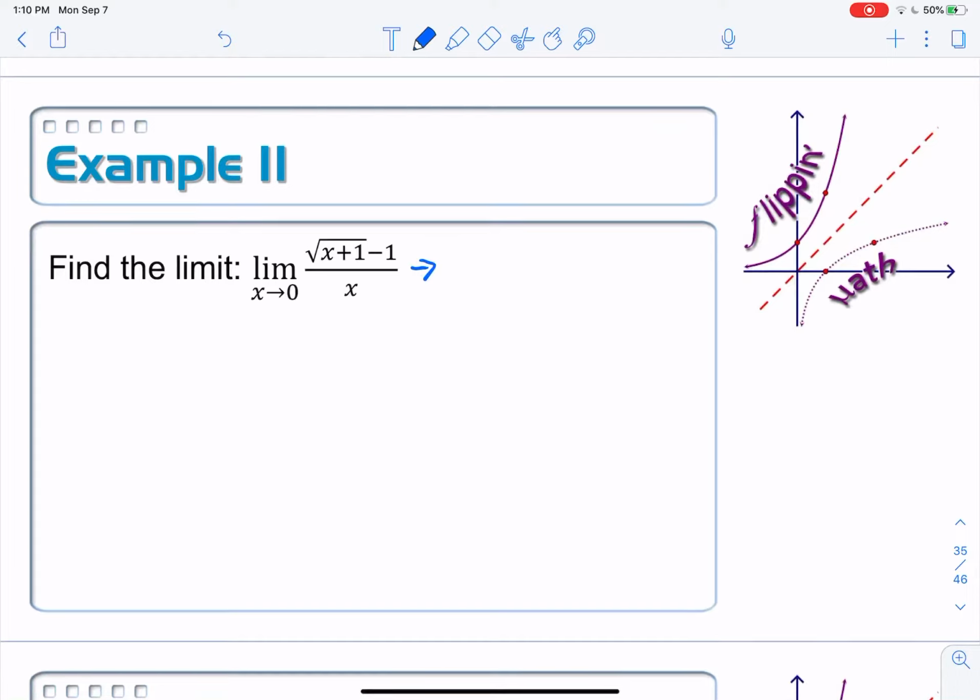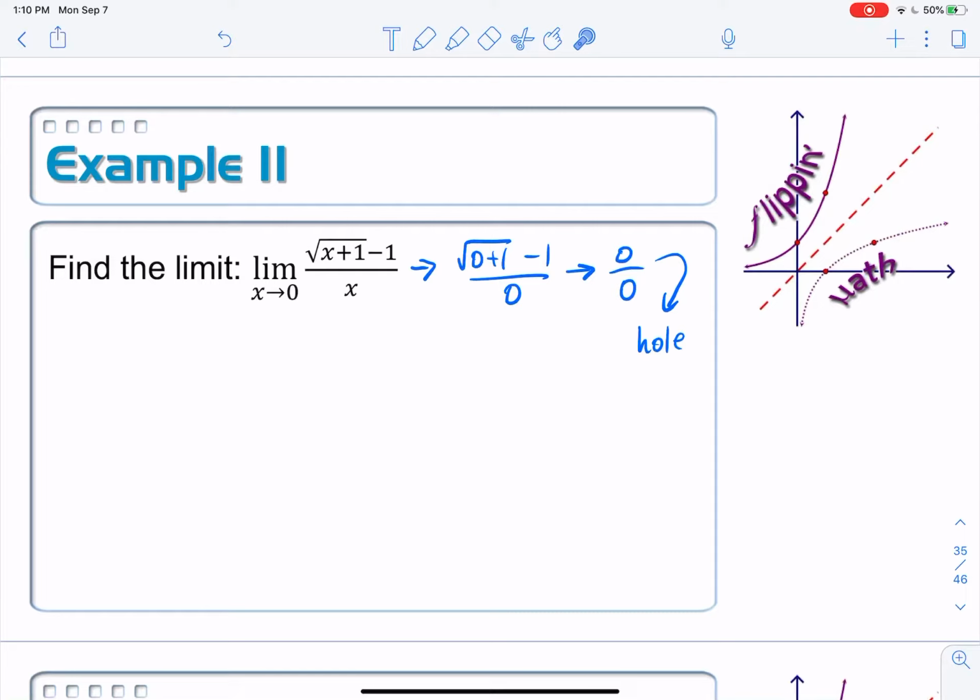If I plug in a 0 across the top, I get the square root of 0 plus 1 minus 1 over 0. The square root of 0 plus 1 is 1. 1 minus 1 is 0. And there it is, we have our indeterminate form. I'm understanding this as, on the graph, there is a hole, a point of discontinuity. My goal here is to fill that hole in by finding a function that agrees with this one at all but one point, everywhere except 0.